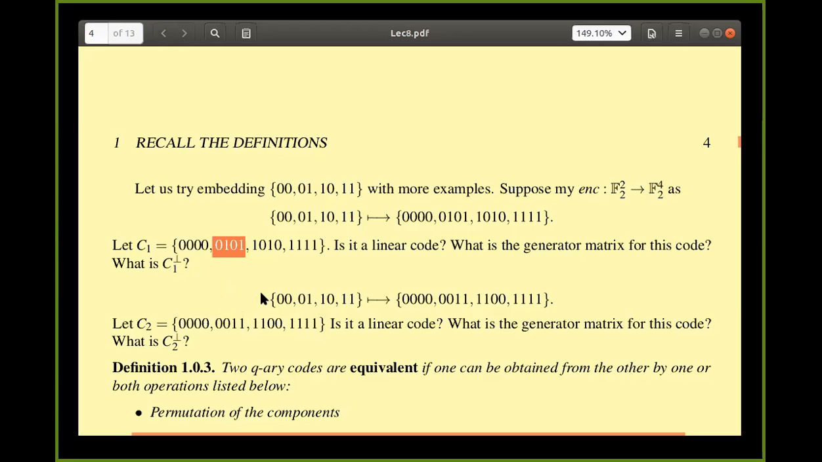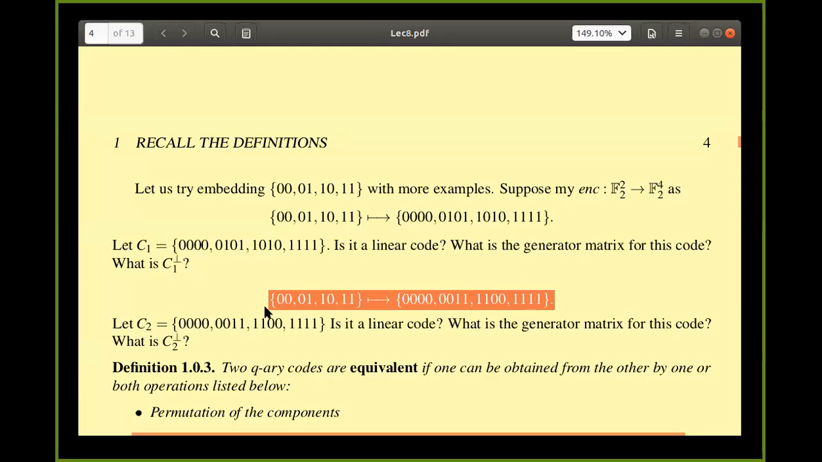Now I am making another map. So 0, 0, now I mapped like this, right? So is it again a linear map, linear code? Yes, sir. So what is the generator matrix for this? Is it in the standard form, identity matrix and something? A little bit. Look at it carefully. You will realize that.